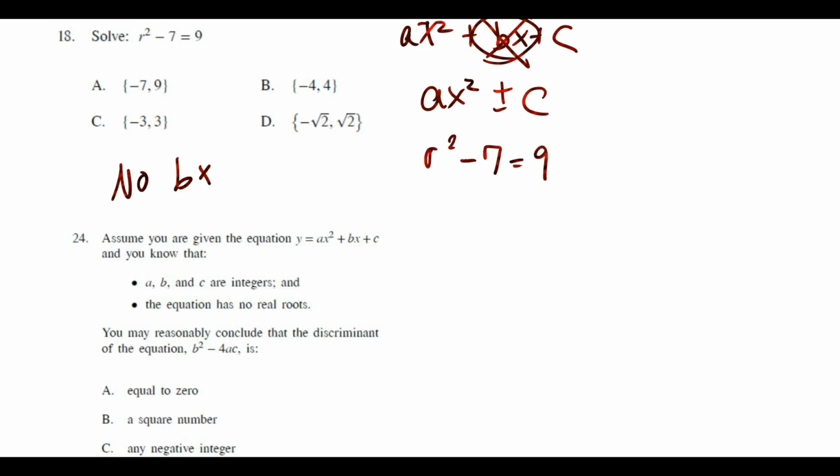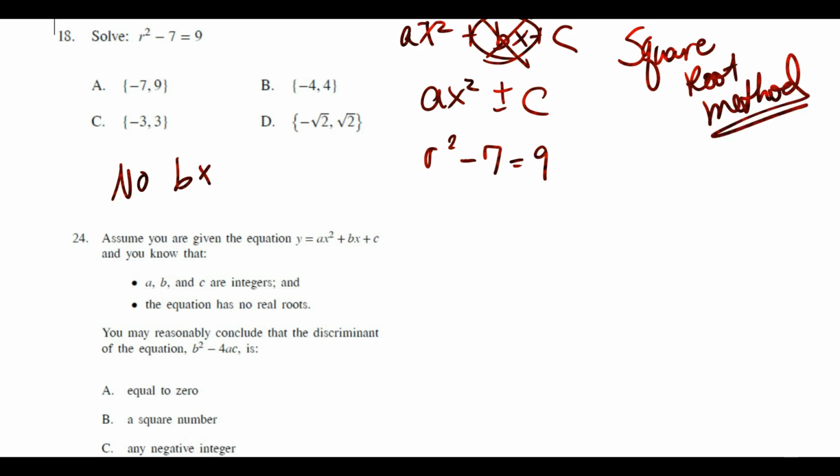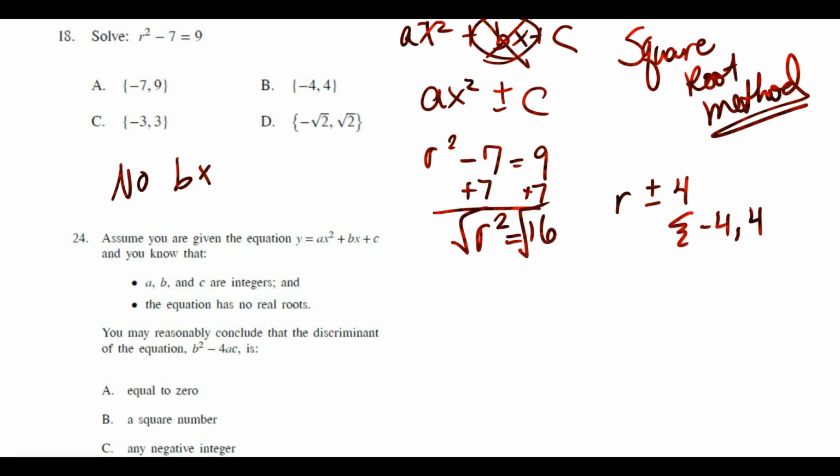I know I went over this in class, but people are not understanding. If you don't have an x in the problem, then you use the square root method. So we add 7, and we get r squared is equal to 16. Now we got to find the square root. We take the square root of r, a variable. We know that the number can be positive or negative. So r is equal to positive or negative 4.